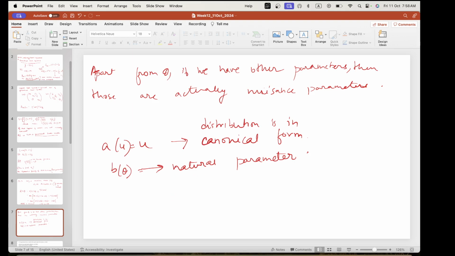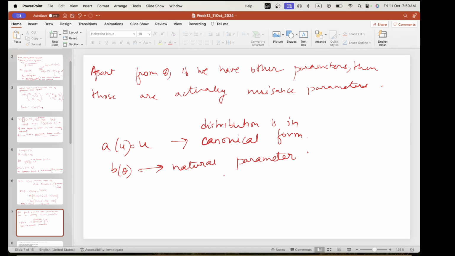Okay. So as we've seen in the example of a normal distribution, the natural parameter is mu by sigma square. So B(theta) is mu by sigma square, but while fitting models, we have taken the form of natural parameter as mu. Okay, this is what I'm referring to over here. Alright, but we will come to that later. But first things first, if A(u) equals u, then we say the distribution is in its canonical form and B(theta) is said to be its natural parameter. Okay, and any other parameter apart from theta is a nuisance parameter.